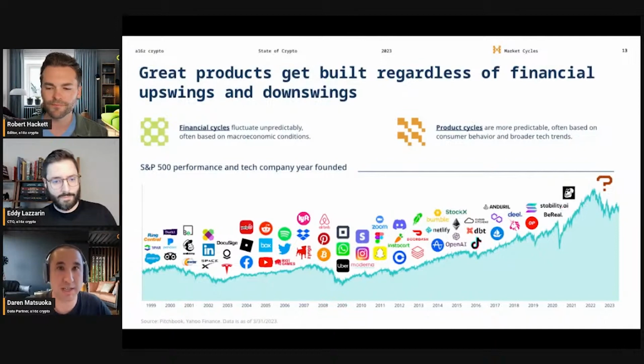We also wanted to really double down on the distinction between financial cycles and product cycles. Throughout history, great products have been built in all financial market cycles. You can see a consistent founding of the most important companies in tech each and every year. Look at companies like Facebook and YouTube that were founded in the years shortly after the dot-com crash, as well as companies like Uber, WhatsApp, and Bitcoin that were born during the global financial crisis.